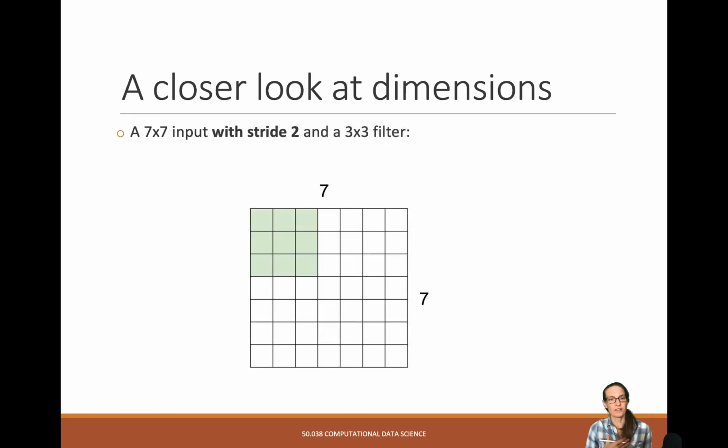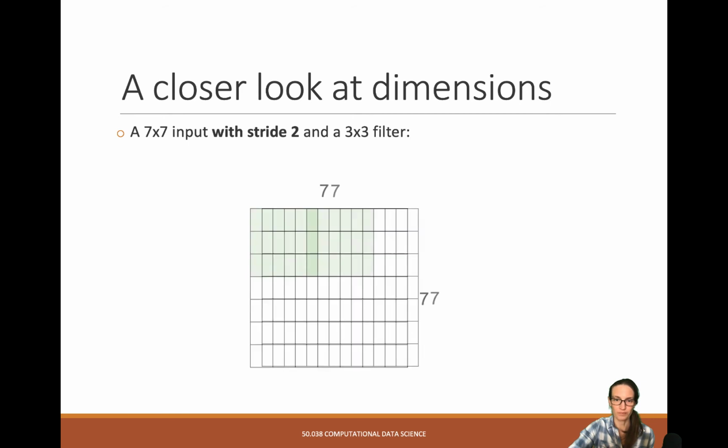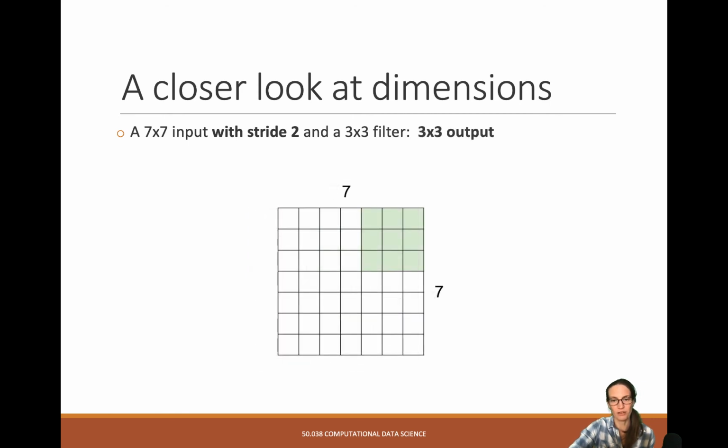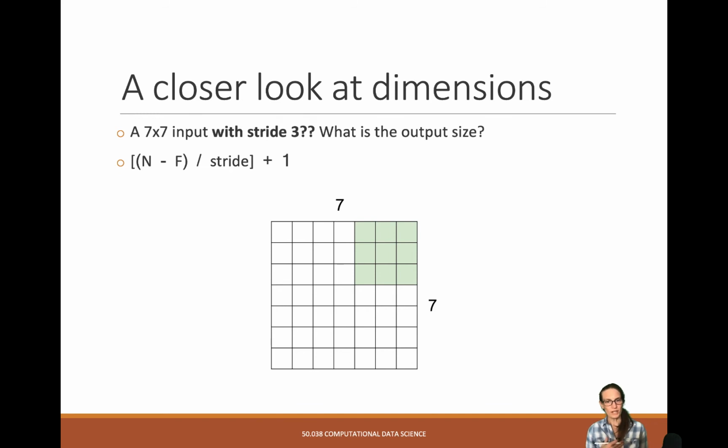If you have a 7 by 7 input, but you use a stride of 2, meaning your hop size is 2, you have a smaller output. This time you jump a bit more and you have a 3 by 3 output. What if you have a stride of 3? I jump 3, 1, 2, 3, there, and I jump 3, 1, 2, 3. Oh my goodness, that does not work. So sometimes you run into trouble.